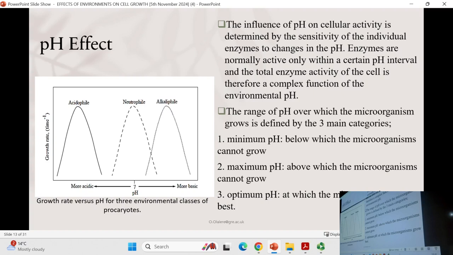So this one came out last year. Now, the influence of pH on cellular activity is determined by the sensitivity of the individual enzymes of bacteria or microorganisms to changes in pH. So enzymes or bacteria are normally active only within a certain pH interval. So for the microorganism you have in each of those projects, you should know the optimal pH.